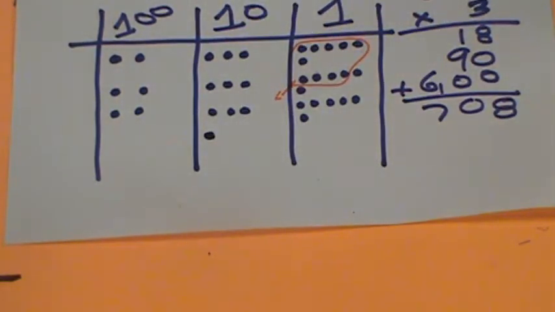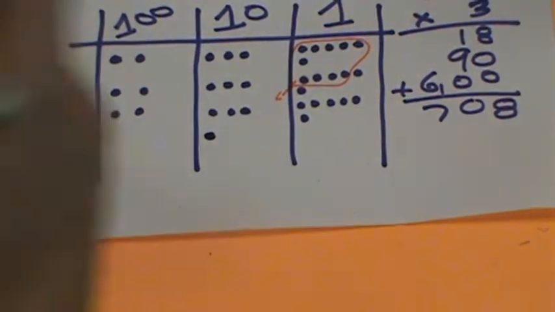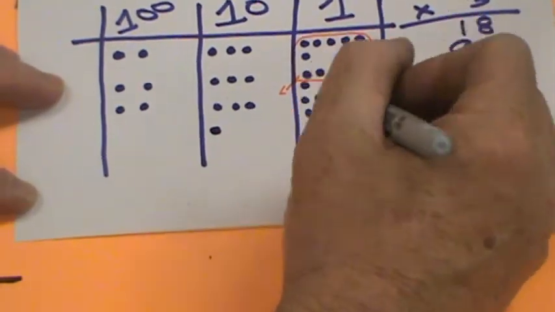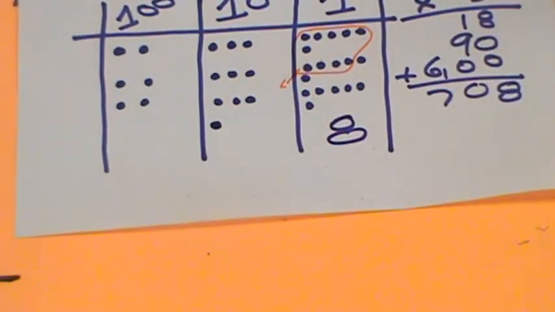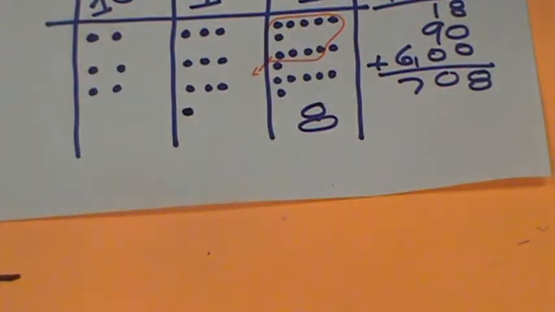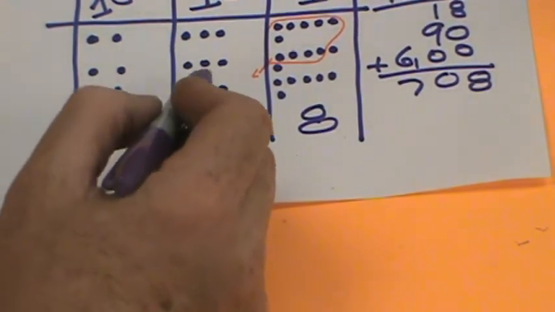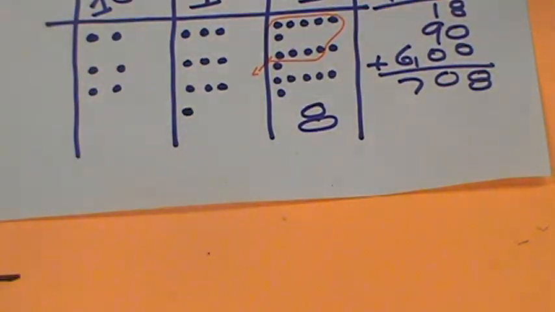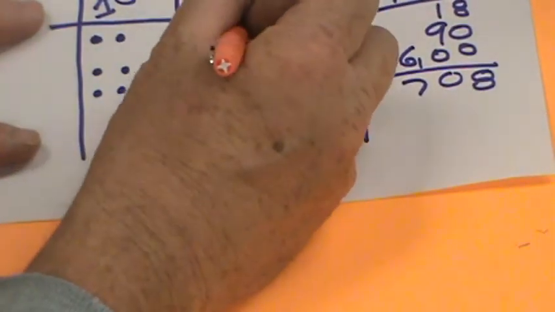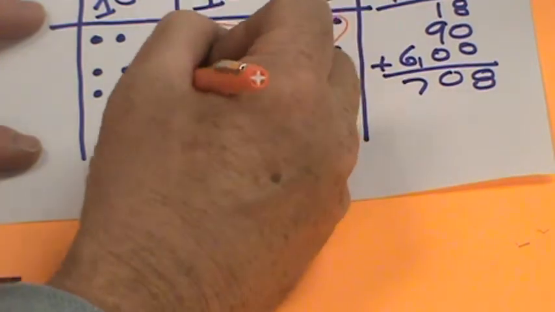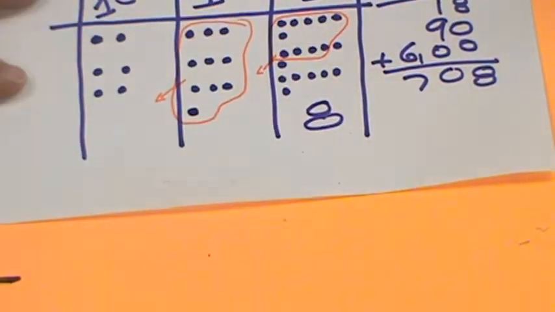Is there another 10 that needs to be regrouped? Let's check it out. 1, 2, 3, 4, 5, 6, 7, 8. Nope, we'll leave those little doggies in their pen. And we keep that 8 there. Look, it matches. Let's continue on and see how many 10s we have. 10, 20, 30, 40, 50, 60, 70, 80, 90, 100. Time to regroup these 10s on the 10 ranch and send these over to the 100 ranch.